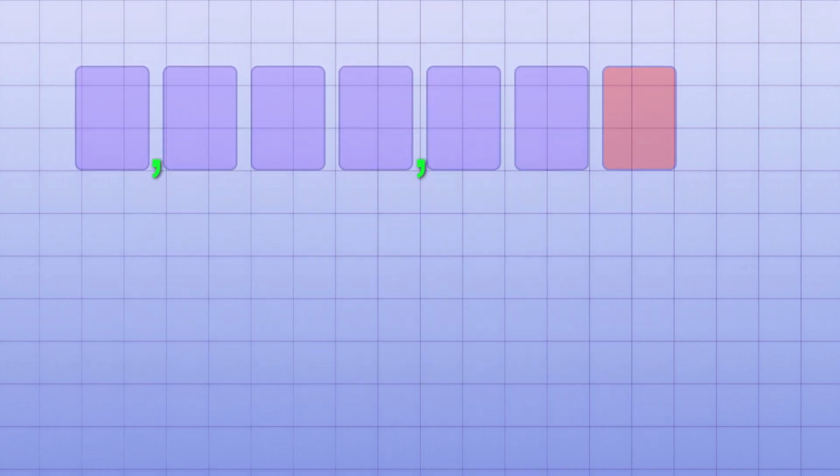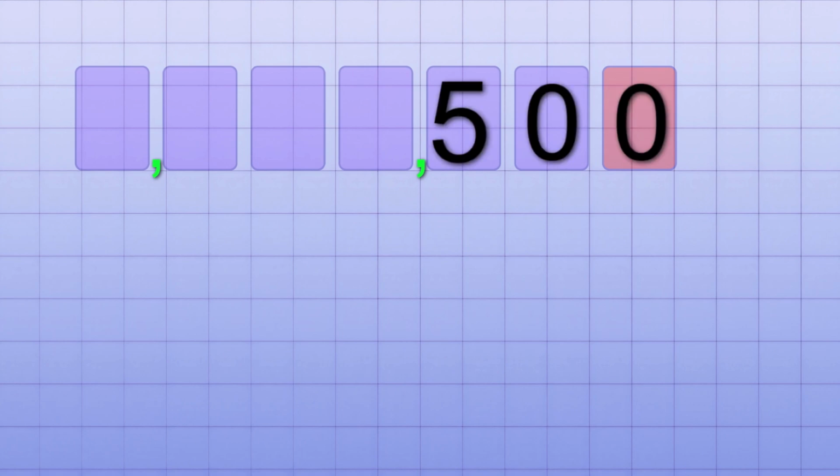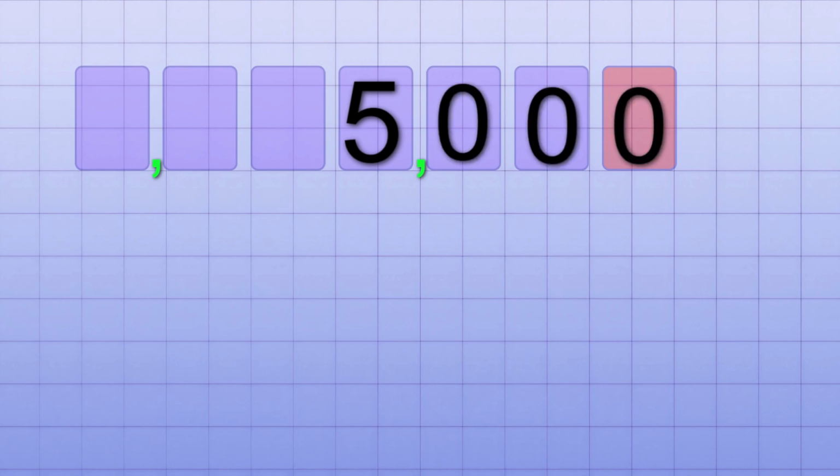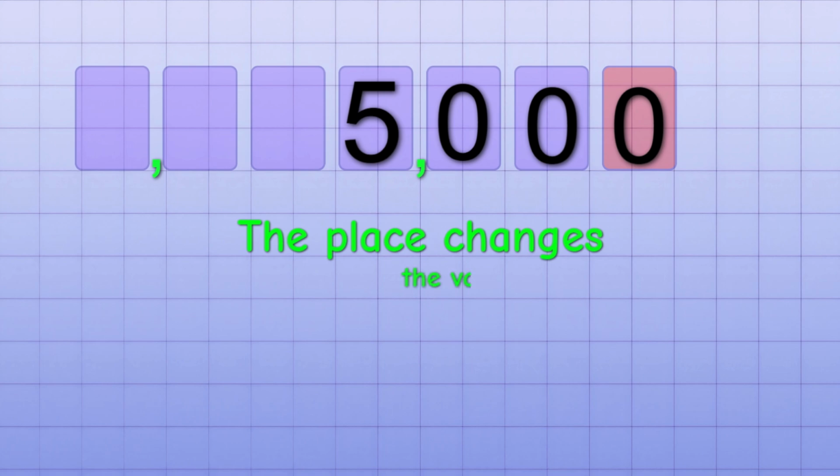For example, let's follow the digit 5 as it moves through this process. In the ones place, 5 means 5. In the tens place, 5 means 50. In the hundreds place, 5 means 500. In the thousands place, 5 means 5,000. The digit stays the same, the place value changes, and when the place value changes, the value changes too.